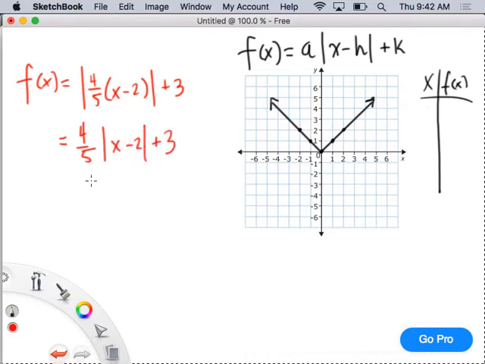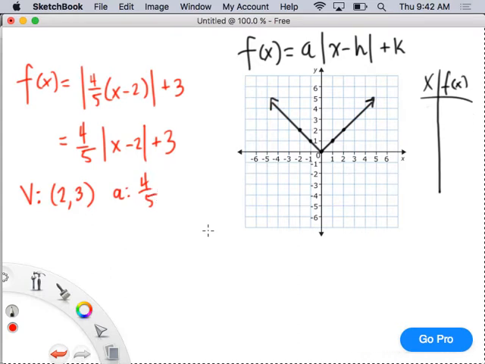I'm not going to plot this one. You guys don't have to plot this one. The whole point was just to learn that tool. Okay? 4/5. If I were to, yes, sir? You literally just pull it out. Yeah, you pull it out, and there's one caveat, and I'll get to that in a second. The vertex is where? 2, 3. Good job. And the slope is 4/5. You see? Just pull it out.